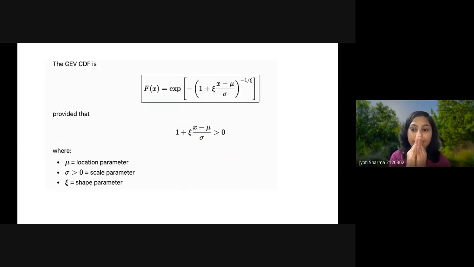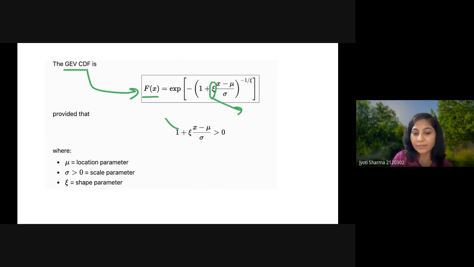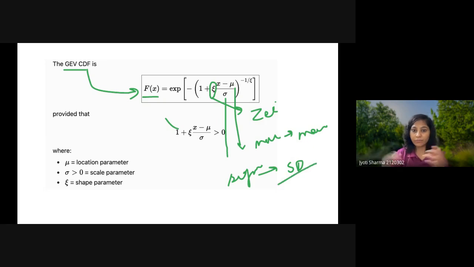Okay, so this is the cumulative distribution function for your GEV, the generalized extreme value distribution. Here we can see that we have three parameters: mu, sigma, and xi. Mu is the mean or the population mean, it is your location parameter, and it will tell you the location. Sigma is your standard deviation, your scale parameter, and it will tell you the variability. And xi is your shape parameter, and it will tell you the shape.